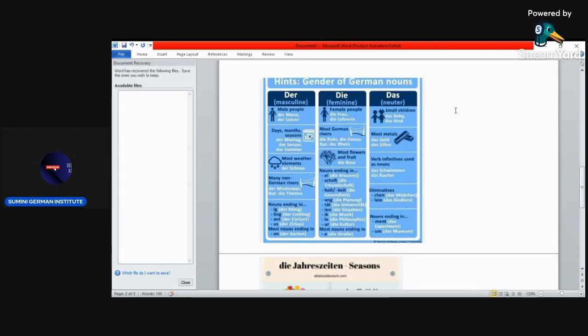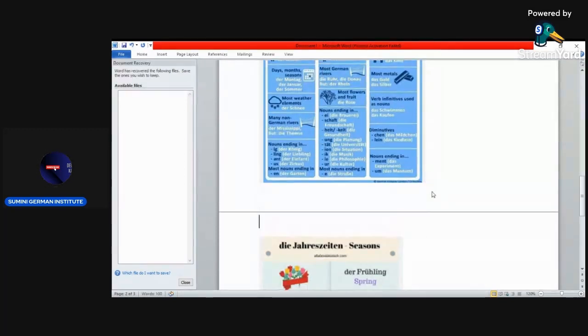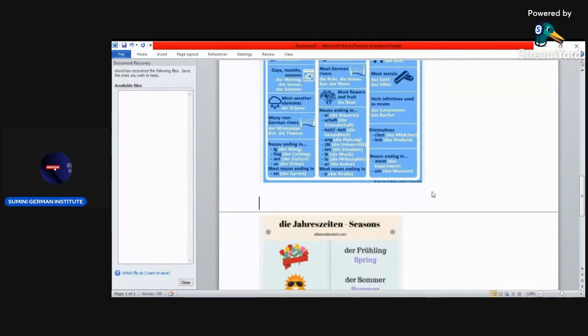So the first one is der, and we have said that der represents the masculine. So how do I know if a noun is masculine? When do I use der? Number one, male people. For example, let me write here, male people, we can have boy. Boy in German is Junge. Every noun has to start with a capital letter, so Junge. What do you think the article should be?